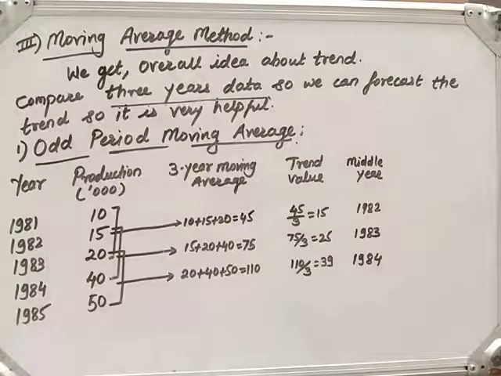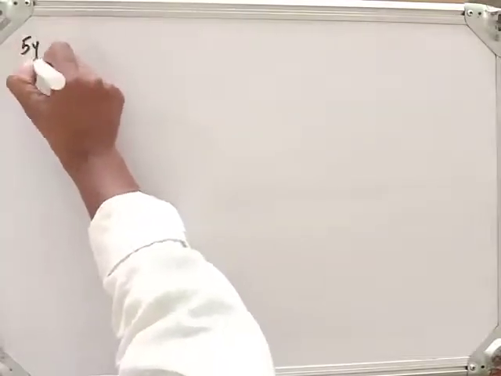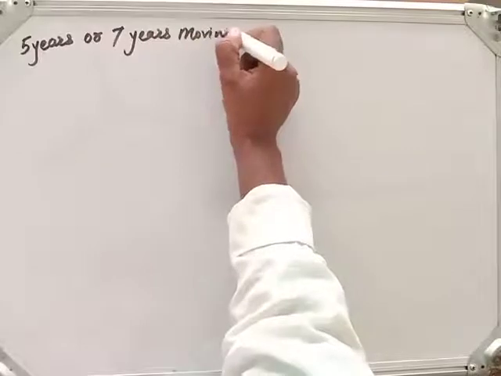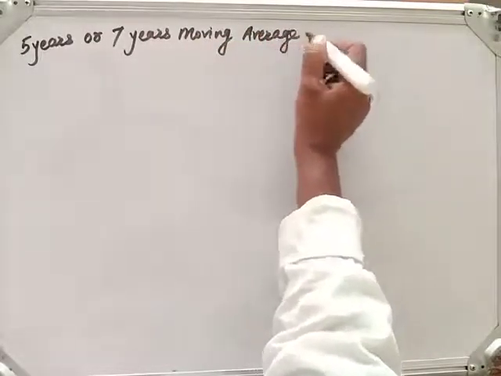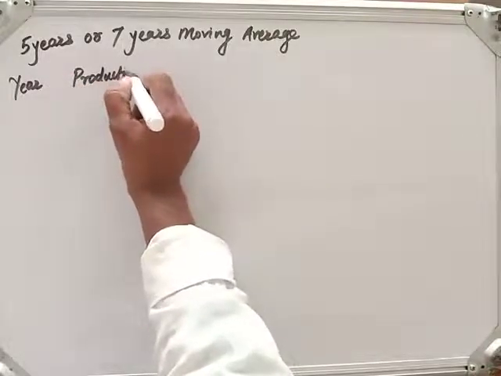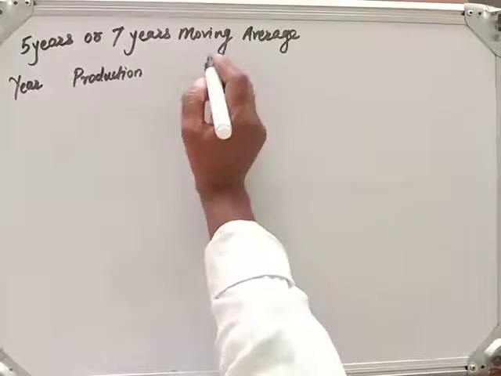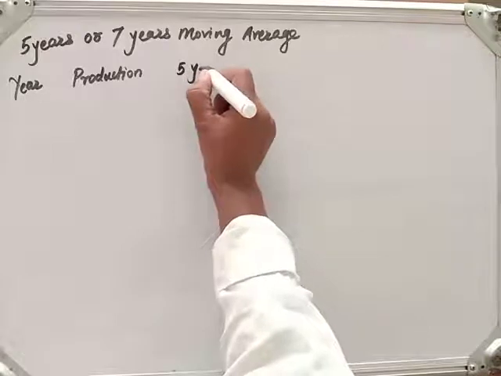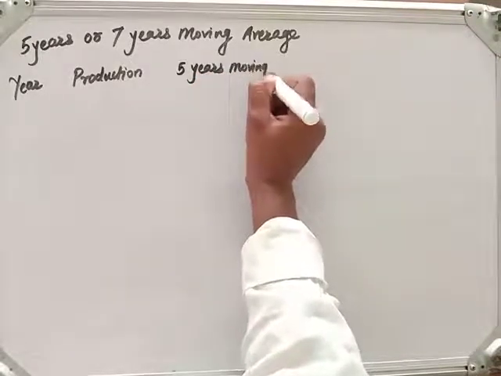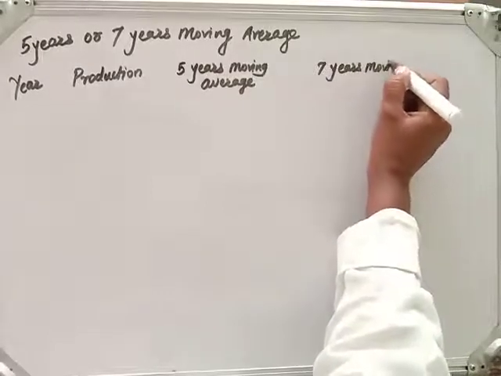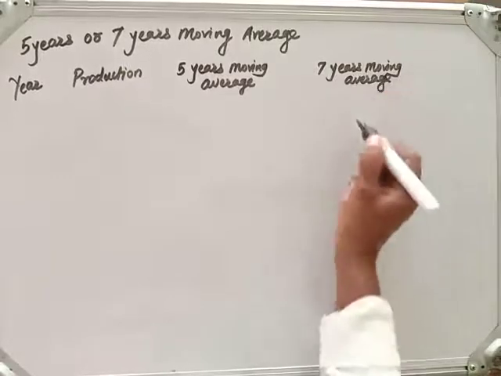Now further let's take 5-year moving or 7-year moving average. Let me take an example for both: the 5-year moving average as well as the 7-year moving average. But the trend lines are different, right?